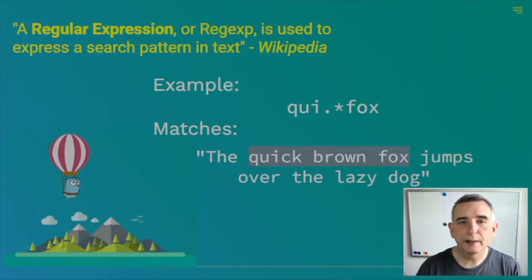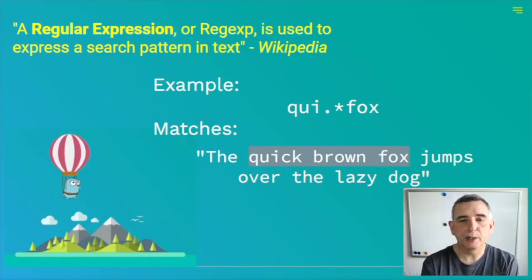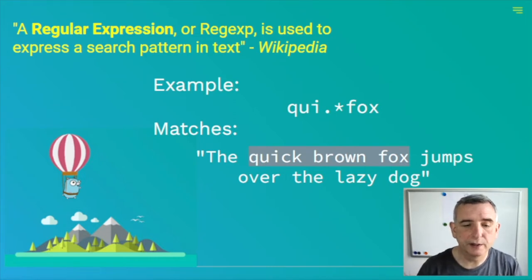Let's take a step back and look at what exactly is a regular expression. Well, Wikipedia tells us it's used to express a search pattern in text. So that fits. We're kind of searching for things in log files or in metrics. And just a little example here. If I wanted to find that phrase in the middle of the quick brown fox, and I expressed that as a regular expression, QUI dot star FOX, then the QUI part would match those letters, the FOX part would match fox, and the dot star matches everything in the middle.